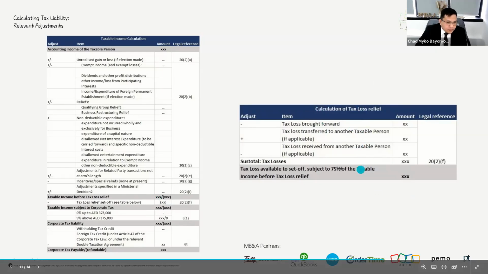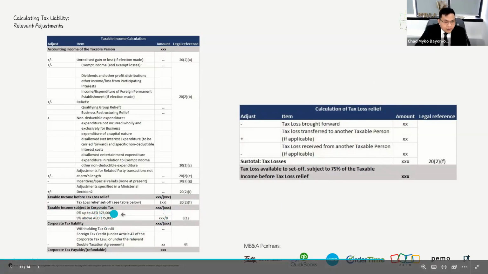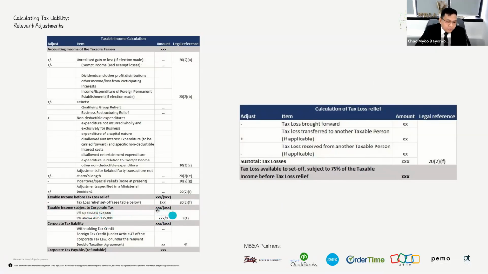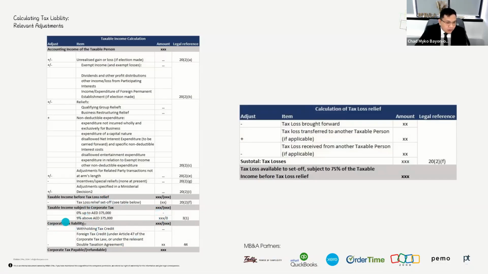So again, for the tax losses, the tax loss relief, you'll be able to reflect it here for the adjustment. And once you come up with the adjustment, you will have your taxable income subject to corporate tax. Then you will have a tax of 0 up to 375,000, and above 375,000, 9%. That will be the value. And then you will come up with your corporate tax liability.